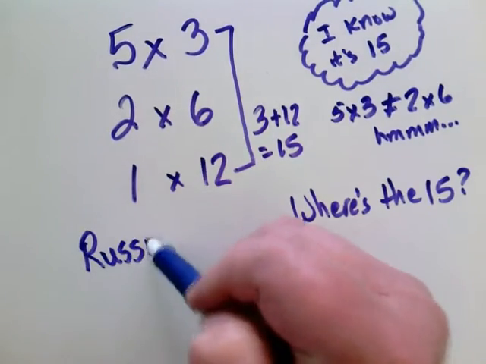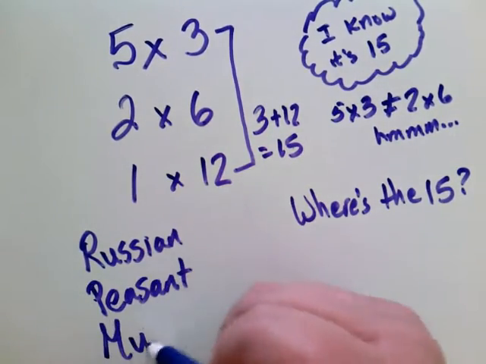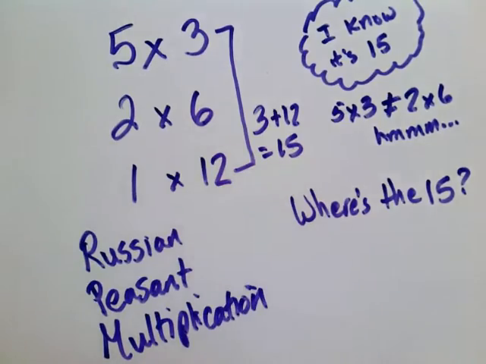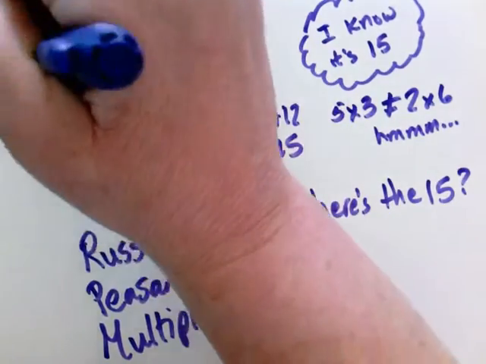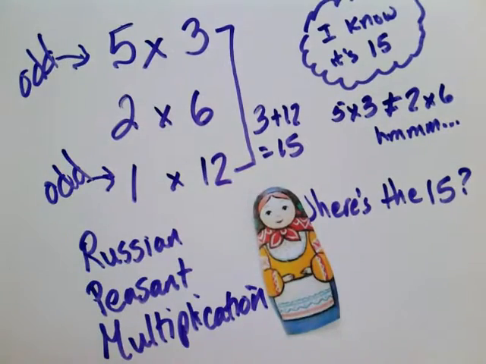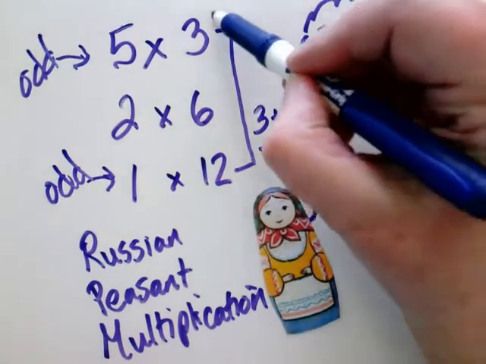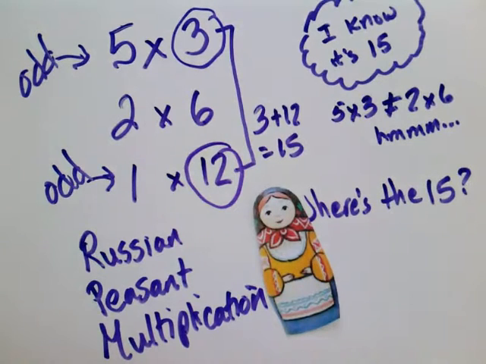This is called the Russian Peasant Method of multiplication. We halve one factor and double the other. And if the factor we're halving is odd, we'll just keep the whole number part of that division. Then we add together the numbers opposite those odd factors. That will give us our product.